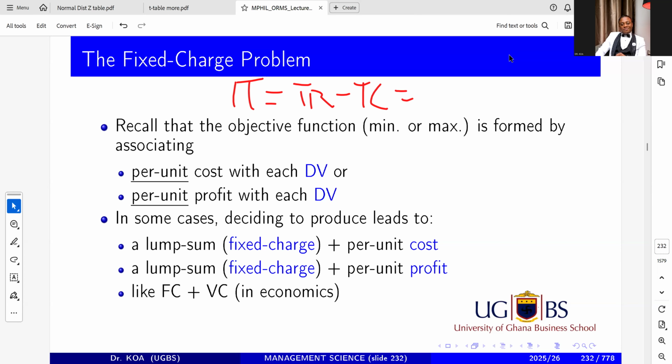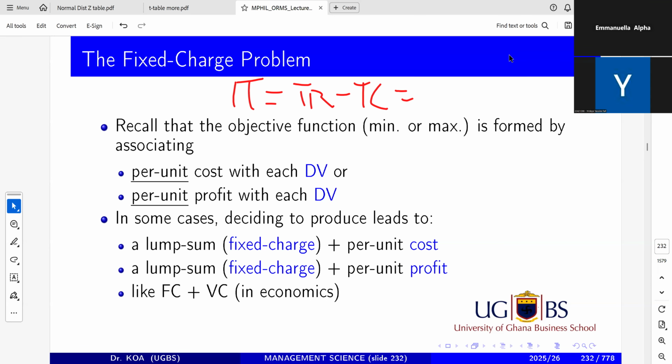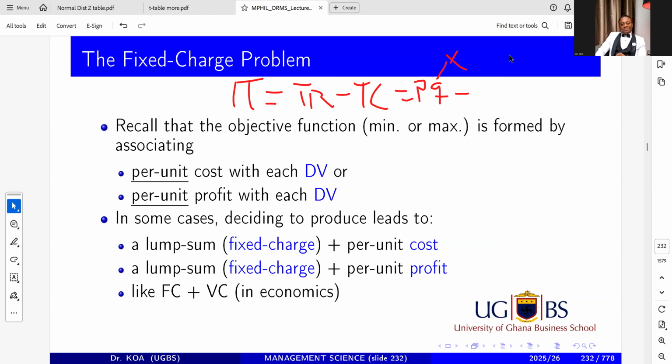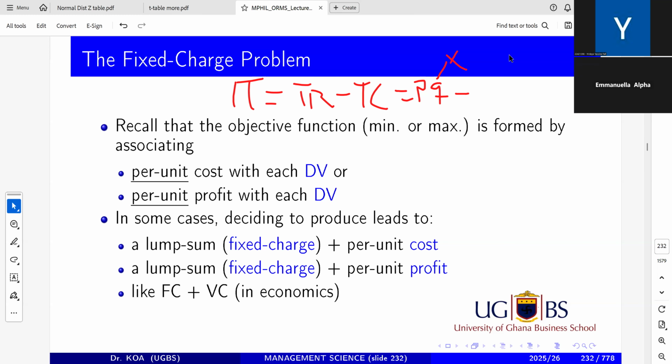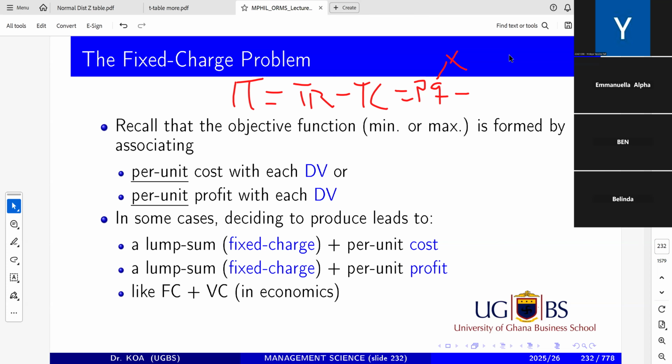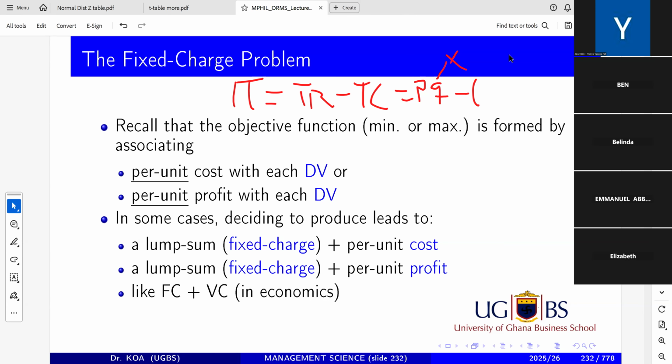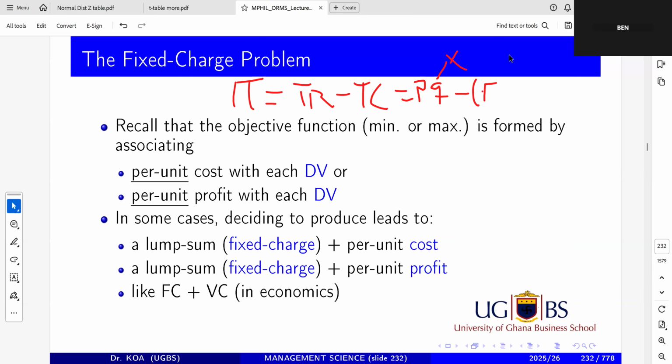The total revenue is what times what? Manuela: Price times quantity. In our case here, we represent quantity by X. And then we subtract the total cost. The total cost itself is split into two things. What are they? I know you've been doing economics. I was teaching economics for business before. Belinda: Fixed cost and variable cost. Good. So the total cost is the fixed cost plus the variable cost.